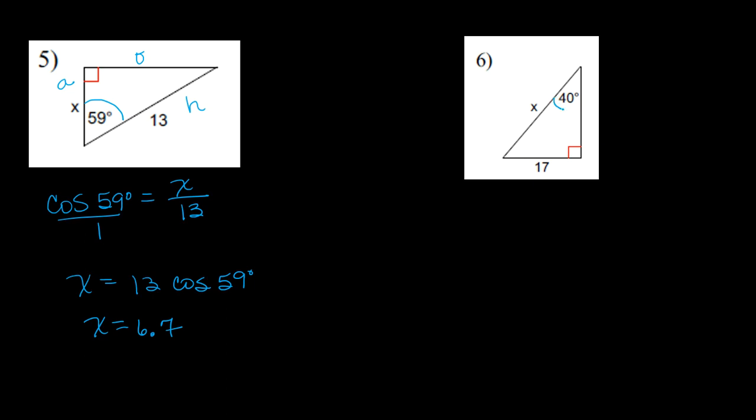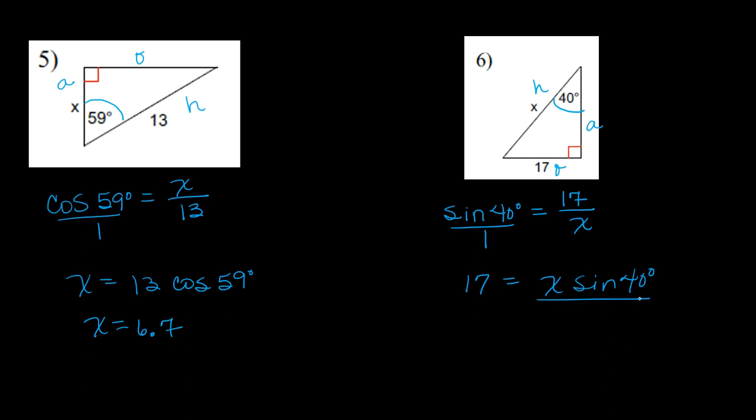Okay, number 6, our reference angle is 40 degrees. So 17 is the opposite. We don't know anything about the adjacent, and x is our hypotenuse. So we're going to use opposite over hypotenuse. So that is the trig function sine. So the sine of 40 degrees is equal to the opposite length divided by the hypotenuse length. We're going to cross multiply. We get 17 is equal to x times the sine of 40. We need to isolate x.